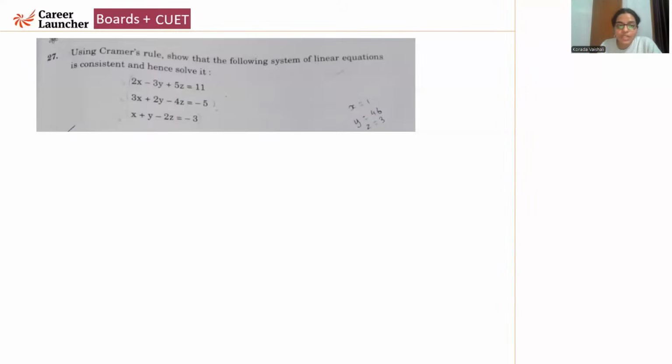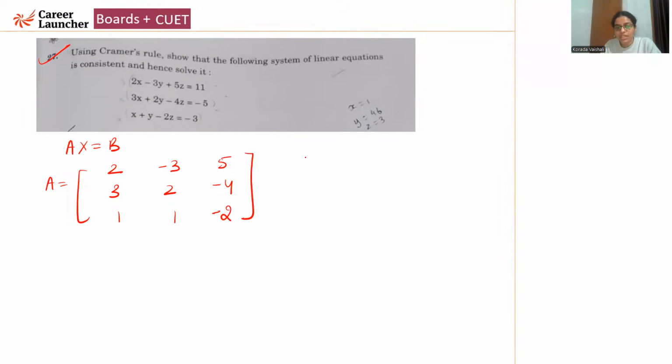Now in this question, you will have to make use of Cramer's rule, जहाँ पे हमें linear equations given है, and we need to show that the solution is consistent, and we need to solve this particular equation. So let's consider the AX is equal to B form, and what is the value of A? A is basically equal to 2, minus 3, 5, 3, 2, and minus 4, 1, 1, minus 2, right? So सबसे पहले let's calculate determinant of A.